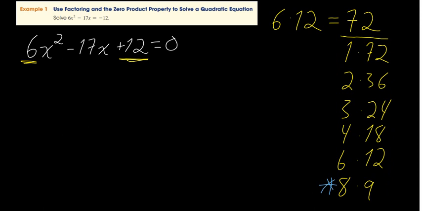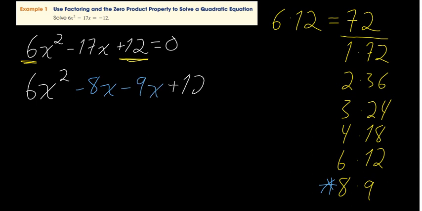Okay, so I'm going to rewrite this. We're going to say 6x squared, and I put the little star by the 8 and the 9. So what I'm going to do is say -8x, -9x, plus 12 is equal to 0. Okay, so now I've essentially rewritten the first problem.